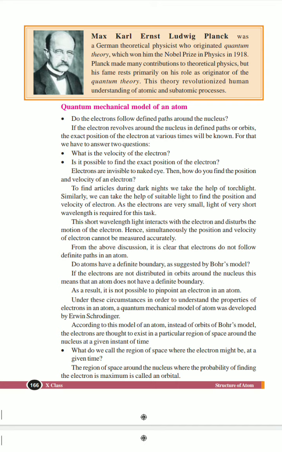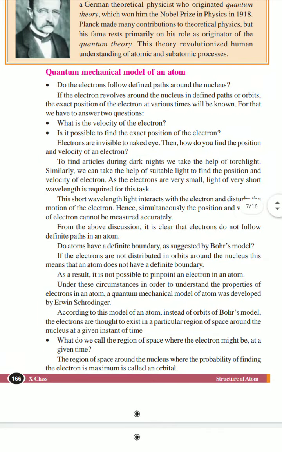So when we use the short wavelength of light, the structure and the motion of the electron in the atom get disturbed. If the electrons are not distributed in orbits around the nucleus, this means that the atom does not have a definite boundary. As a result, it is not possible to pinpoint an electron in an atom. Under these circumstances, in order to understand the properties of electrons in an atom, a quantum mechanical model of the atom was developed by Erwin Schrödinger.